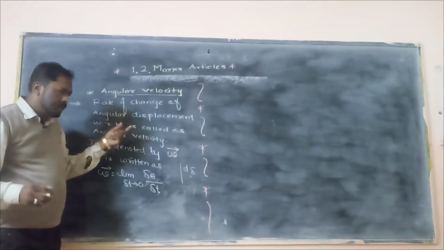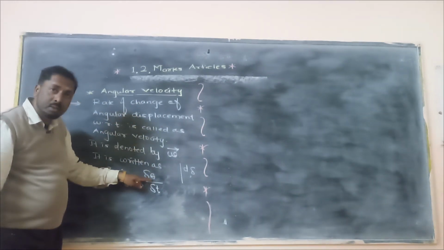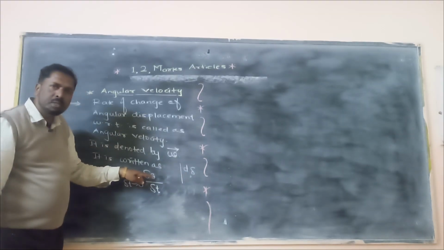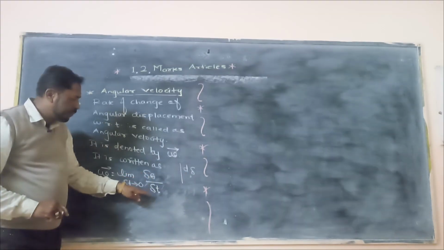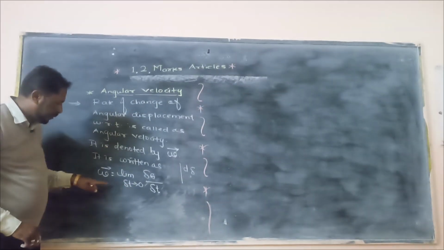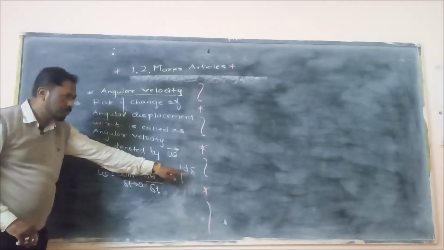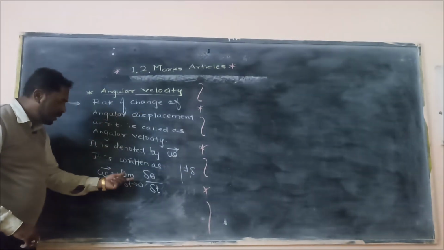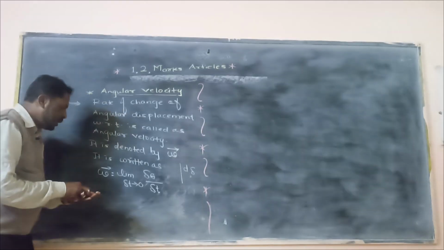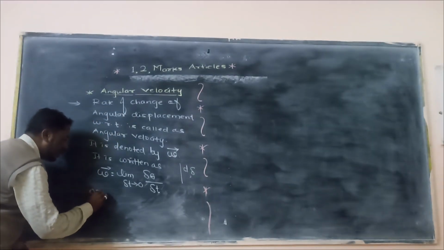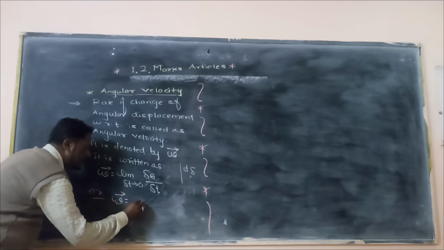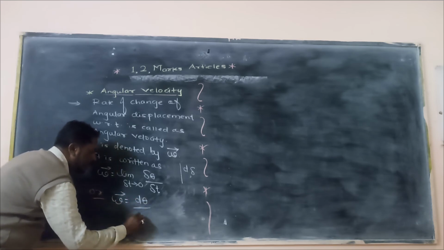Here what is going to change? Here theta, that is called as angular displacement, is going to change. You can write rate of change of angular displacement, that is delta theta upon delta t. If you are writing in the form of limit, you can write in this way: omega is equal to limit delta t tends to 0 delta theta upon delta t. Or you can write also in the form of d, that is omega is equal to d theta by dt.